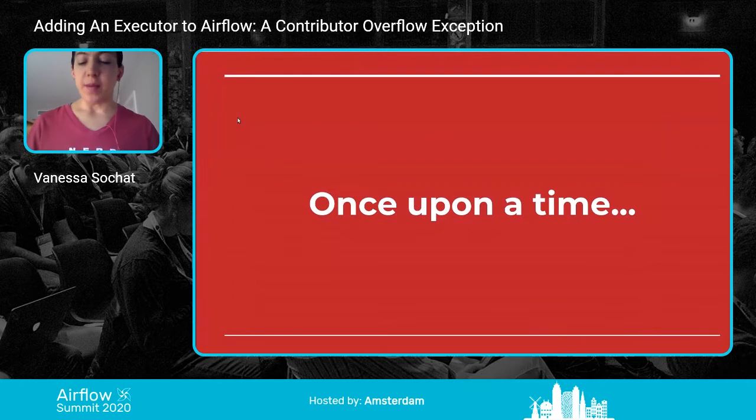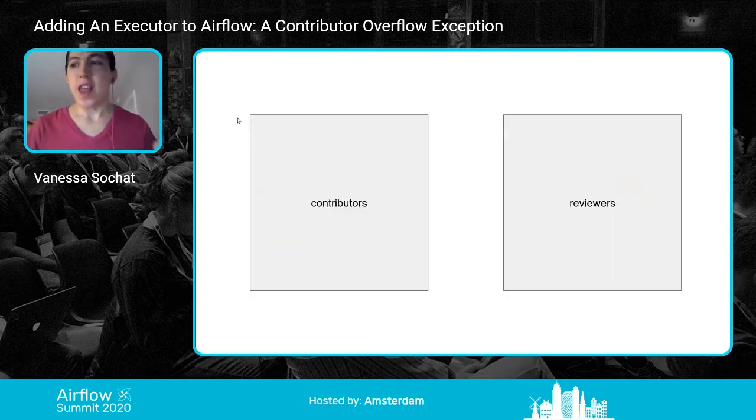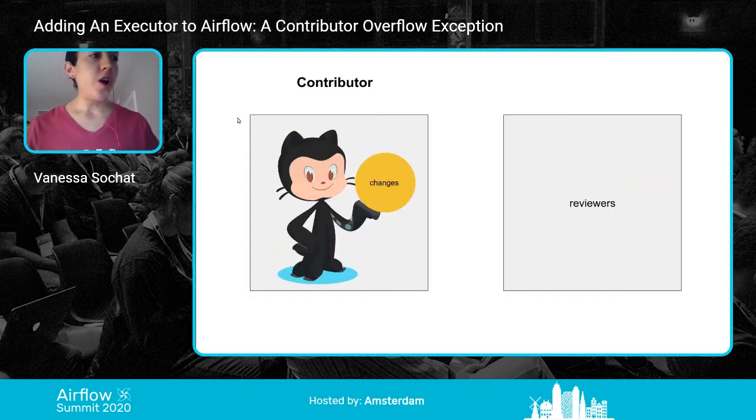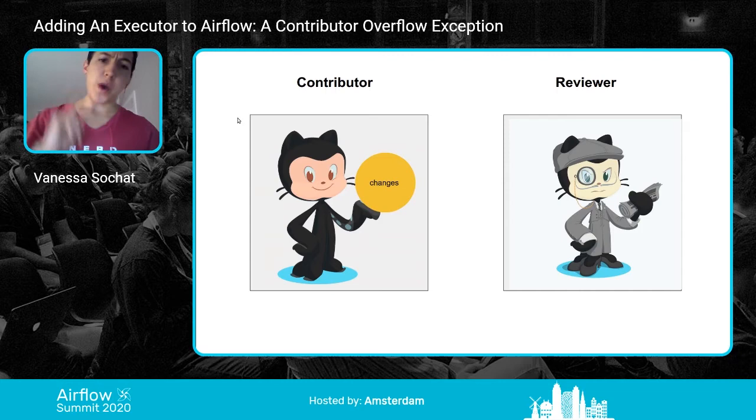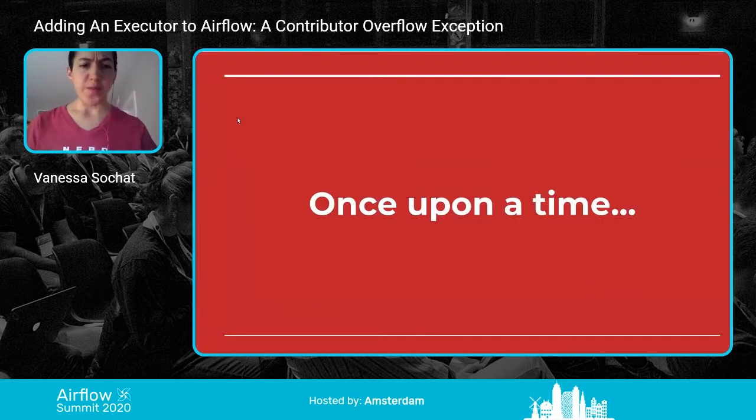Once upon a time, there were contributors and there were reviewers. And the contributors would say, hey, I've made changes to the code base. Could you take a look? And the reviewers would say, I see you've made changes to the code base. Let me take a look. But it's not really this simple, is it? It's not so black and white. Let me start again. This is totally wrong.